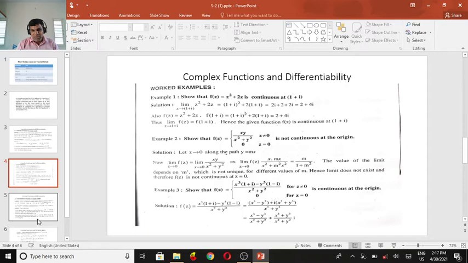Again, the complex function f of z can be written as w equal to f of z equal to u of x, y plus i v of x, y. So again, we are separating the terms and minimizing in the same way.